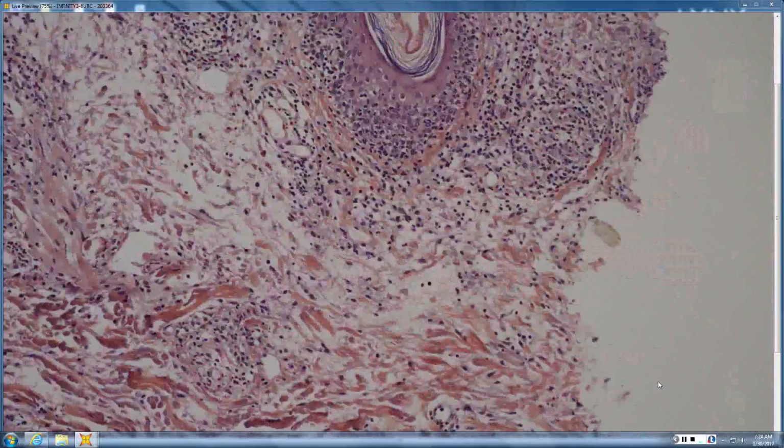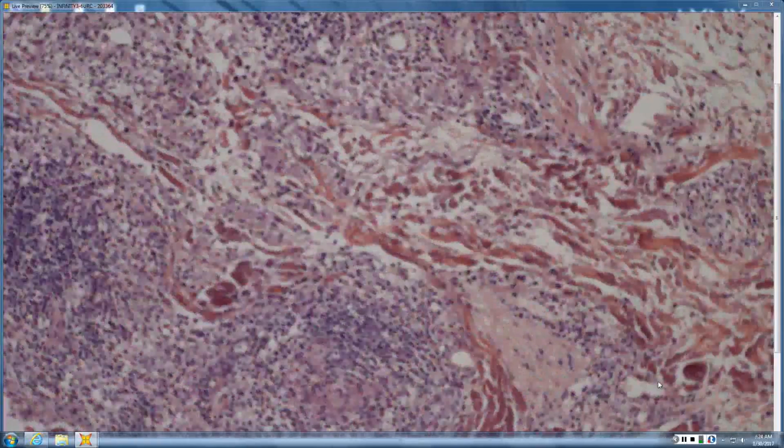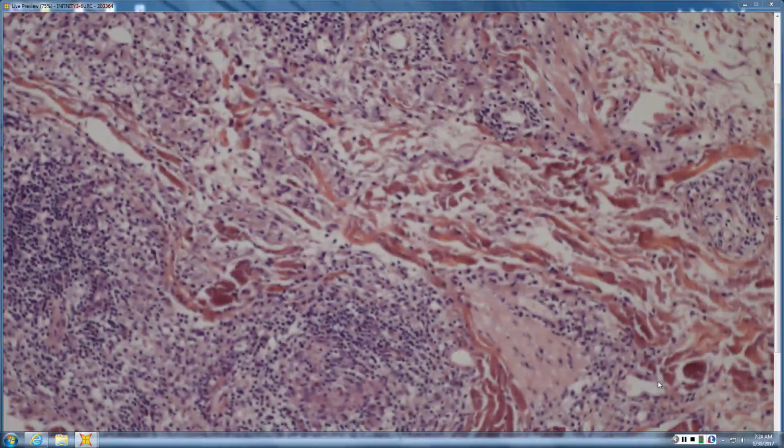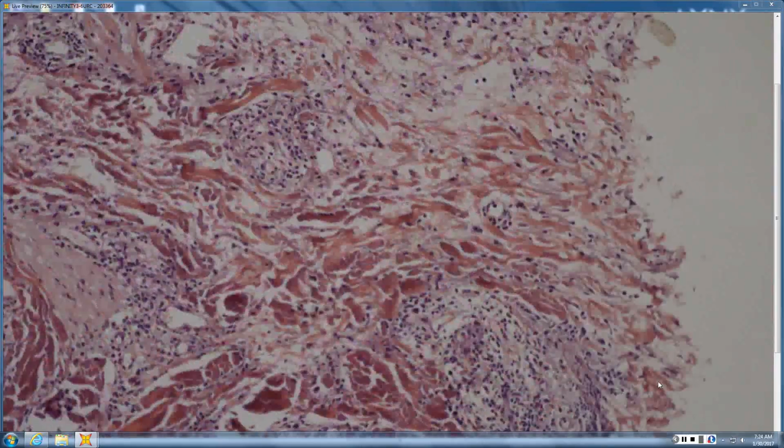So there's nothing really else unique per se that I can speak to on this slide that would help point out the reversal reaction. And that's it.